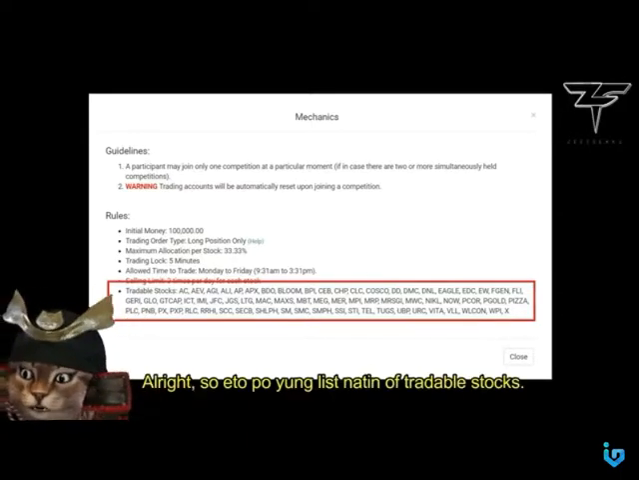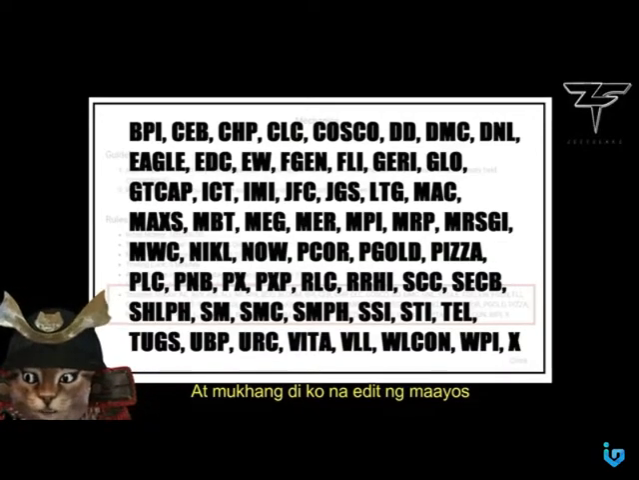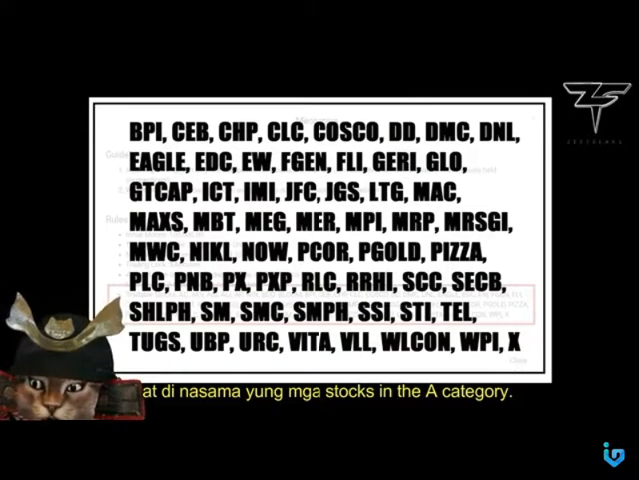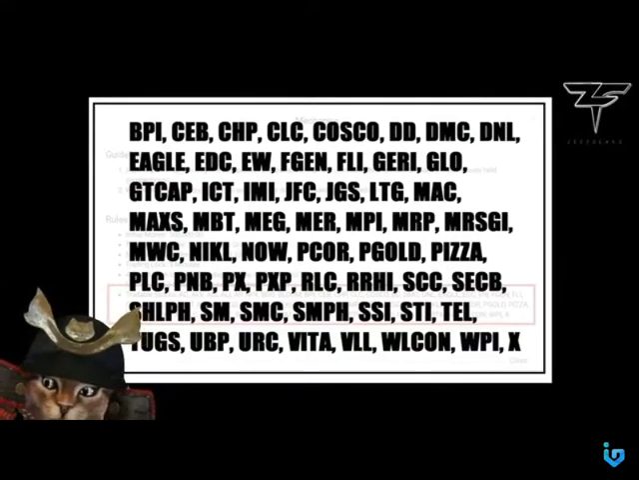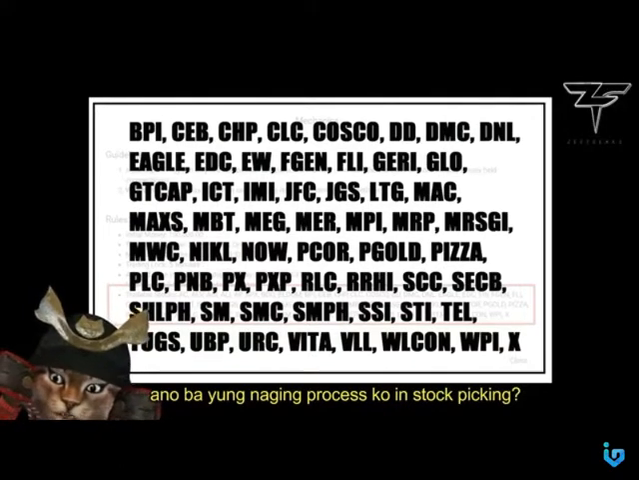Alright, so ito po yung list natin of tradable stocks. At mukhang di ko na-edit ng maayos at di nasama yung mga stocks in the A category like APX, AP, and the likes. Now the next question here is, ano ba yung naging process ko in stock picking?